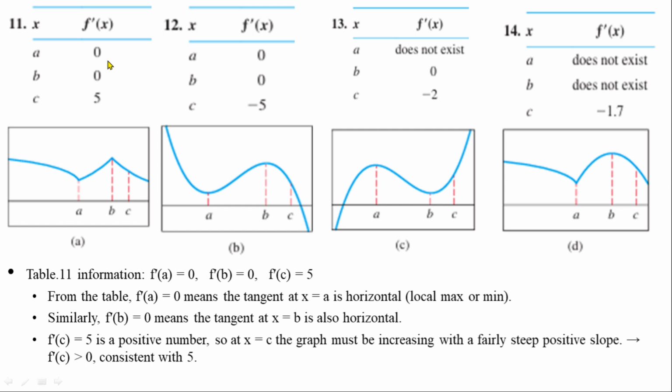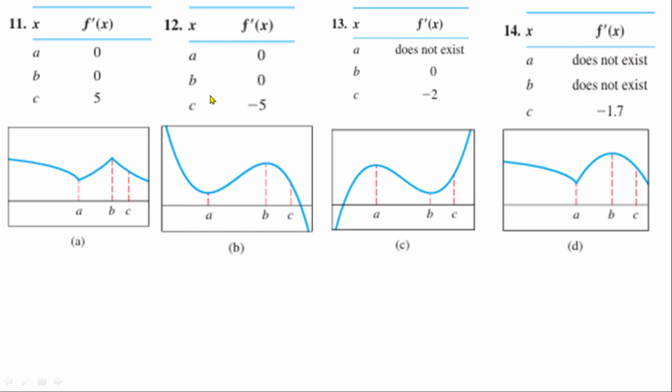Here f dash of A equal to 0. Here this slope is changing at A. So there is a horizontal tangent at A and at B also. So this table 11 is matched with the graph C. And now let us verify this table 12.